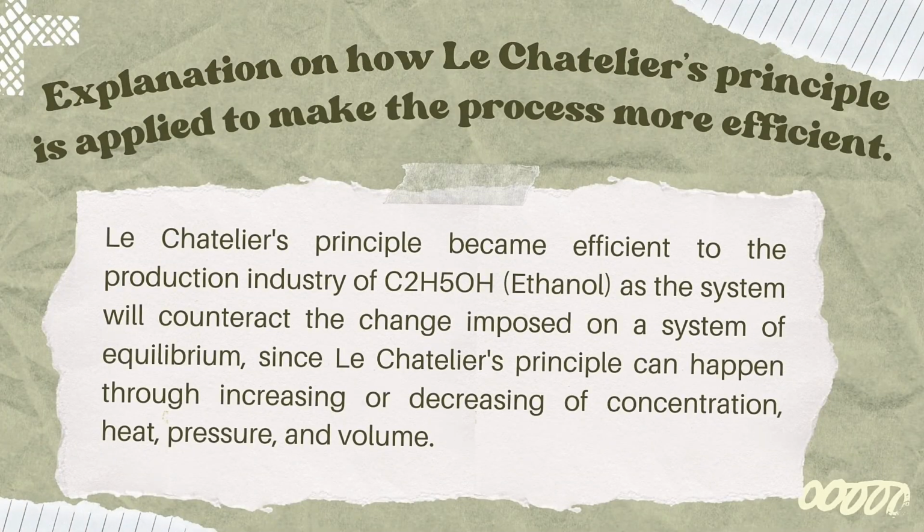Le Chatelier's principle became efficient to the production industry of C2H5OH, or ethanol, as the system will counteract the change imposed on a system at equilibrium. The Le Chatelier principle can apply through increasing or decreasing concentration, heat, pressure, and volume.